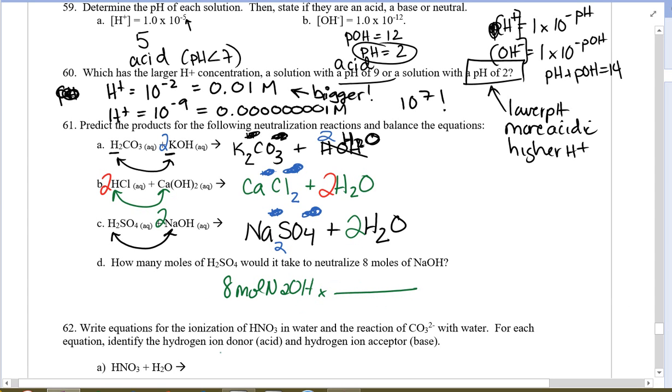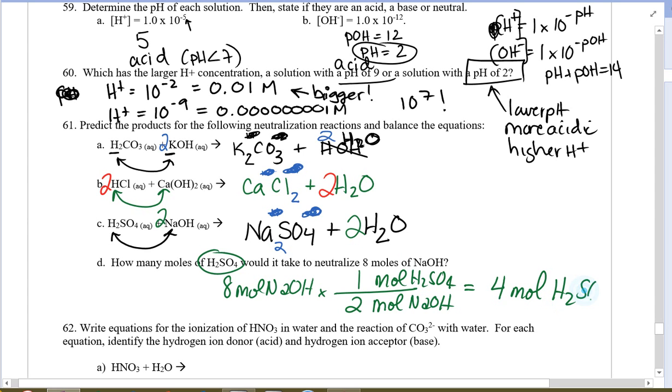Okay, so this is a mole ratio question. So I'm going to look at my balanced chemical equation. And since moles NaOH is what I have up here, that's the unit that's going to go on the bottom of my fraction. The unit that I want is going to go on the top. So moles H2SO4 is on the top. And from this chemical equation, you can see that 1 H2SO4 reacts with every 2 NaOHs. So it's a 1-to-2 ratio. So that means to neutralize 8 moles of NaOH, I would need 4 moles of H2SO4.